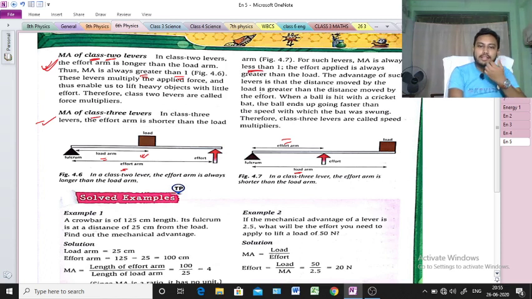Clear? Why less than 1? Because effort arm by load arm, here the length of the load arm is high. That's why the result will be always less than 1. That means the result of mechanical advantage will be always less than 1. Okay, I hope you understand.